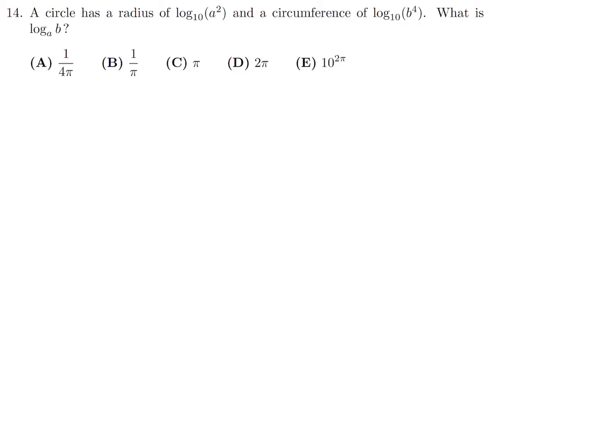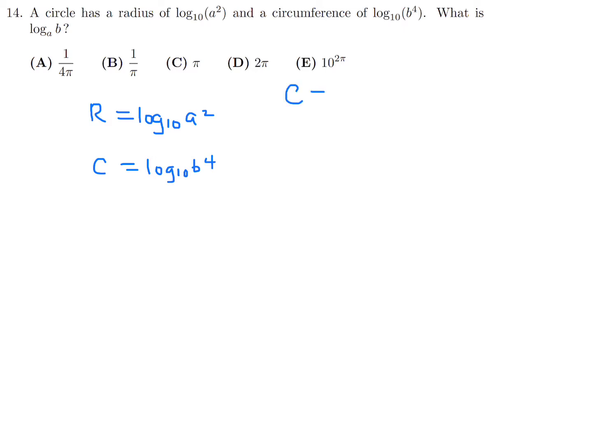A circle has a radius of log of a squared to the base 10, and a circumference of log of b to the power of 4 to the base 10. What is the log of b to the base a? Radius is equal to log a squared to the base 10. Circumference is equal to the log of b to the power of 4 to the base 10.